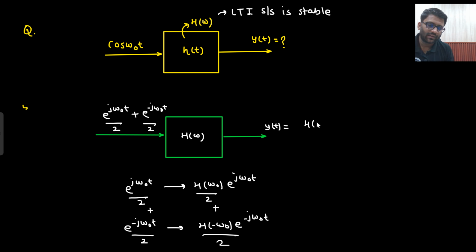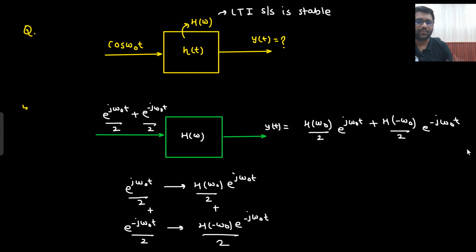So what you are getting? H of omega naught by 2 e to the power j omega naught t plus H of minus omega naught by 2 e to the power minus j omega naught t. So this will be the output. Are you able to understand this point? This is the output y(t) you will be getting.